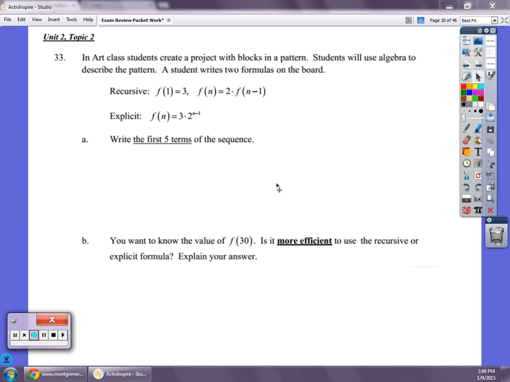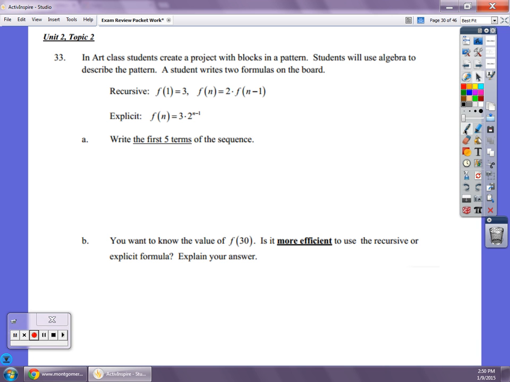So we see a recursive function here where f of 1 is identified as 3 and f of n is equal to 2 times f of n minus 1. And then we have our explicit rule, f of n equals 3 times 2 to the power of n minus 1. Write the first five terms of the sequence.